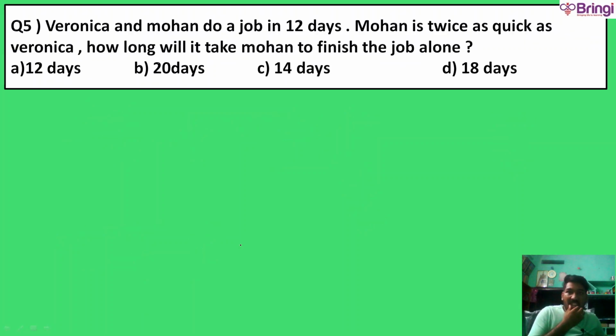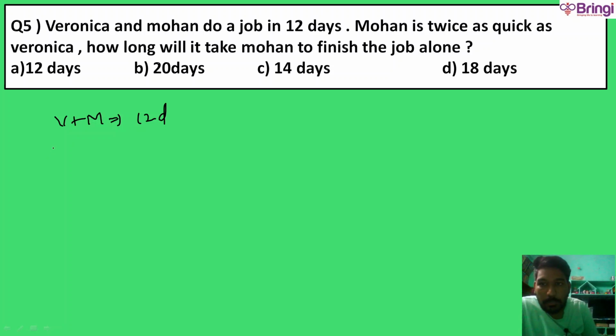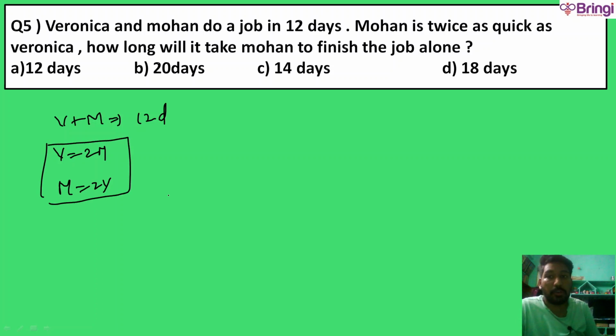Next, Veronica and Mohan do a job in 12 days. We took this question from the men and work topic. Veronica and Mohan can do a work in 12 days. Mohan is twice as quick as Veronica. Observe the sentence clearly. It means there are two options: V equals 2m or m equals 2v. Which is the correct answer? Tell me first of all.